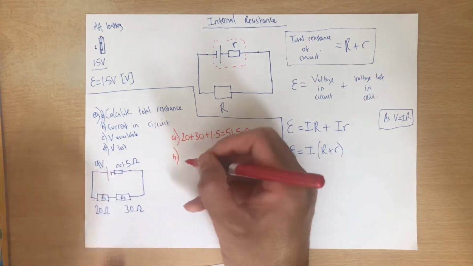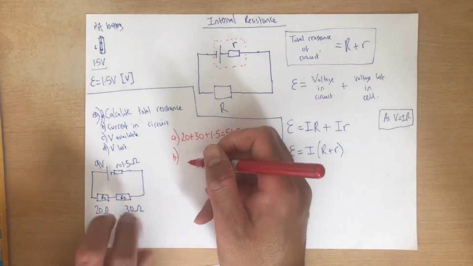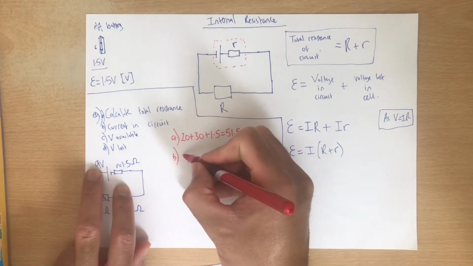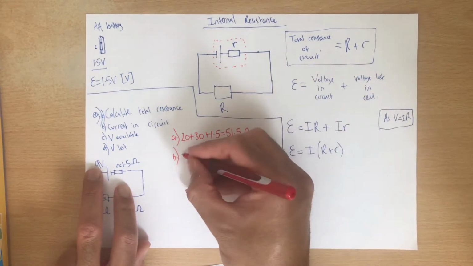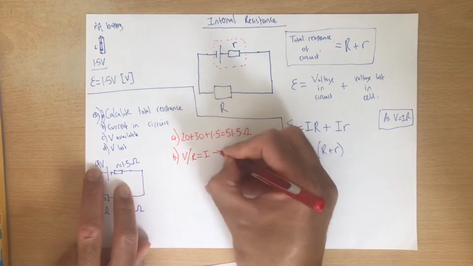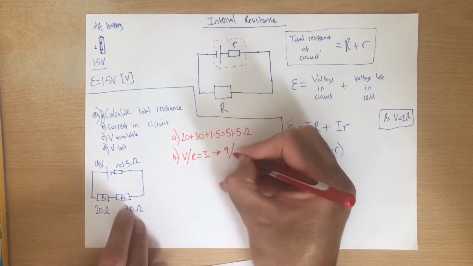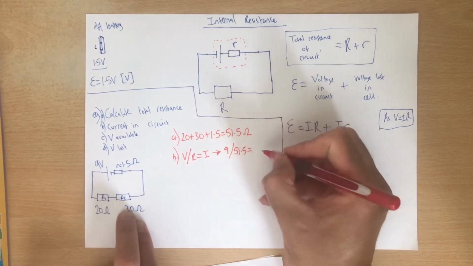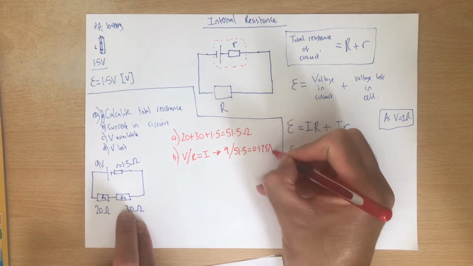For part B, we've got to calculate the current in this circuit. So what we're going to do is look at this equation over here. V is equal to IR. So V divided by R is going to give us I. In our case, we've got 9 divided by 51.5, and we get an answer of 0.175 amps.